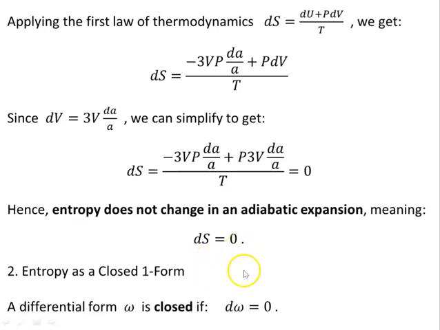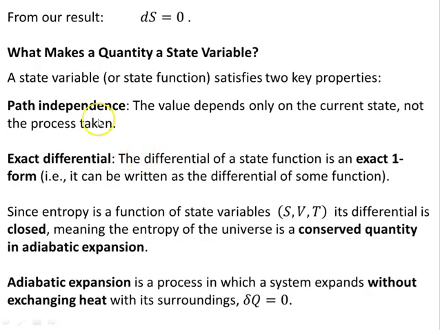So entropy is a closed one form. A differential form omega is closed if d omega equals 0. All right, for our result, dS equals 0. Just coming back now, so we have a closed form. But now, what makes a quantity a state variable? Perhaps I should come back and explain that.